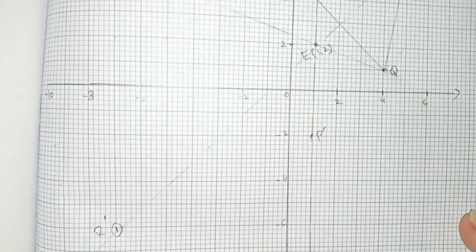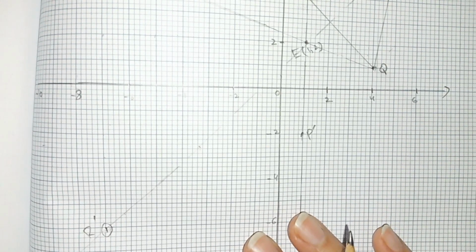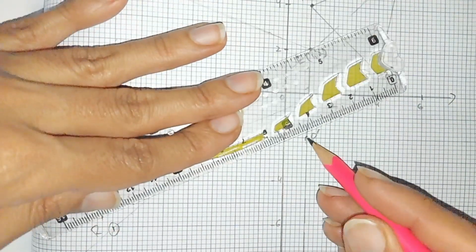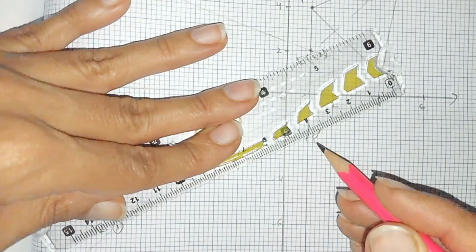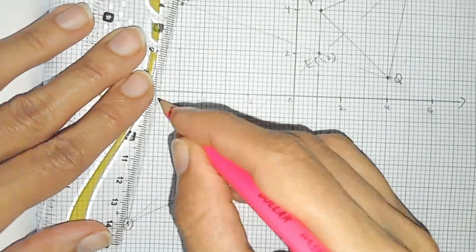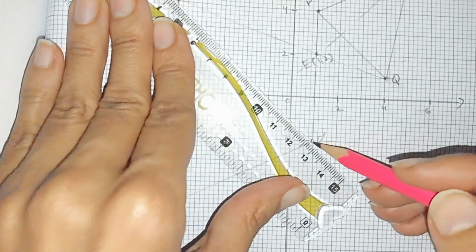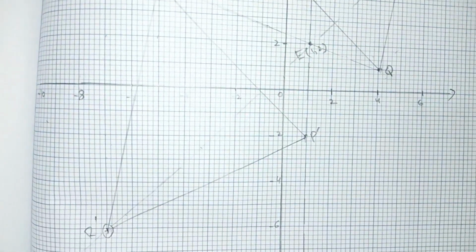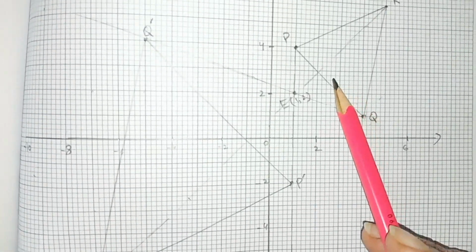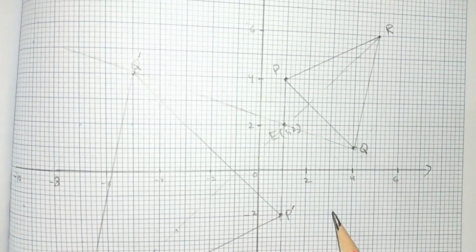Now we have to join these points. Now students, this is the R prime. Now we have to join this point P with R, P prime with R prime, and R prime with Q prime, and Q prime with P prime. And now students, this is the enlargement of this figure by scale factor 2, and the center of enlargement is 1 and 2, and part B is solved.